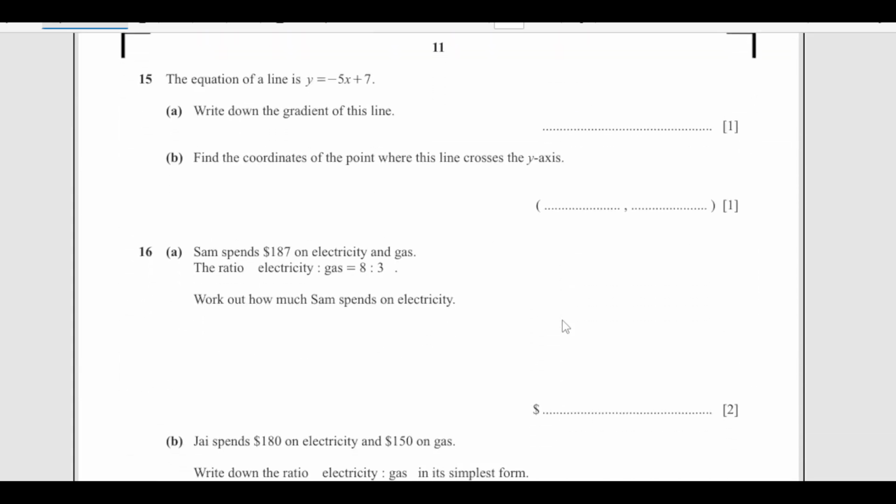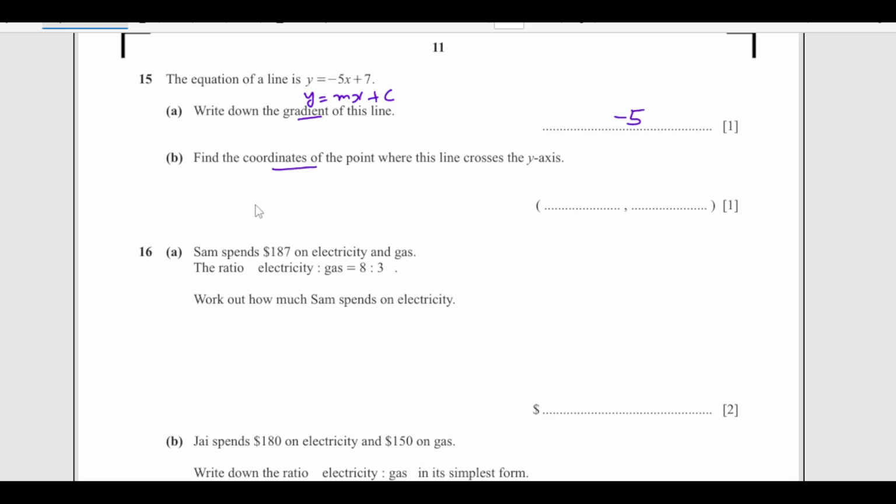Now, number 15. The equation of the line is y equals negative 5x plus 7. Write the gradient of this line. If you compare this, it is of the form y equals mx plus c. By comparing, this m is the gradient. So, the gradient is negative 5.